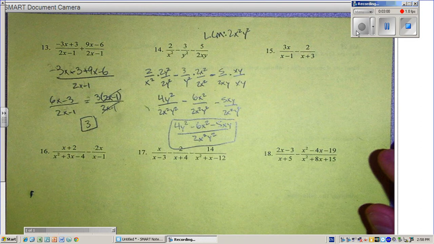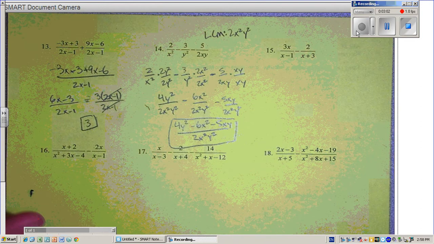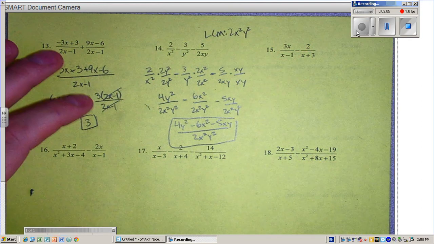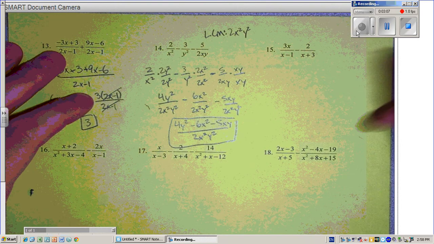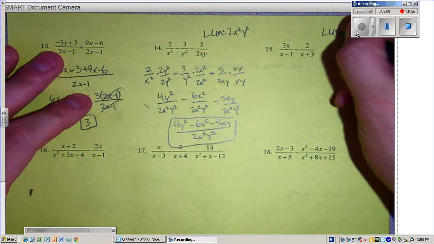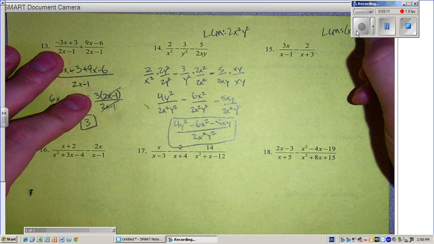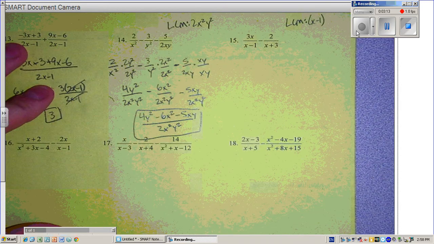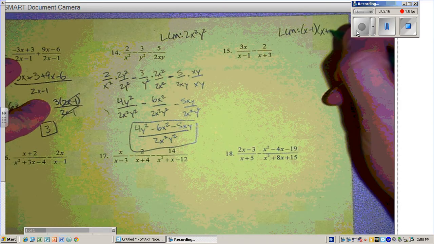Now let's look at number 15. Number 15 is the same idea. We need a common denominator. So I need to look for the LCM. Now in this case, the LCM is a factor x minus 1 multiplied by x plus 3.